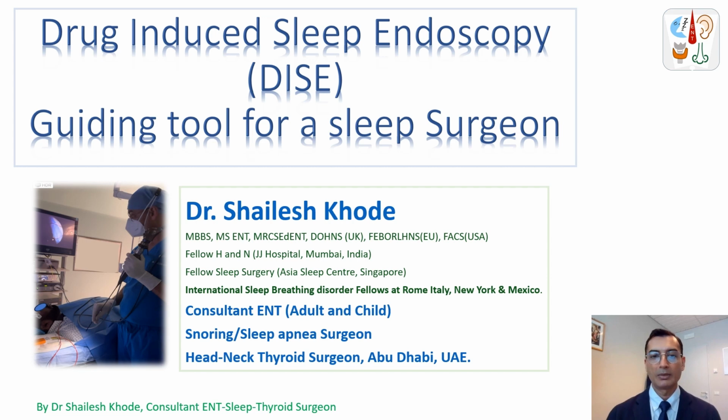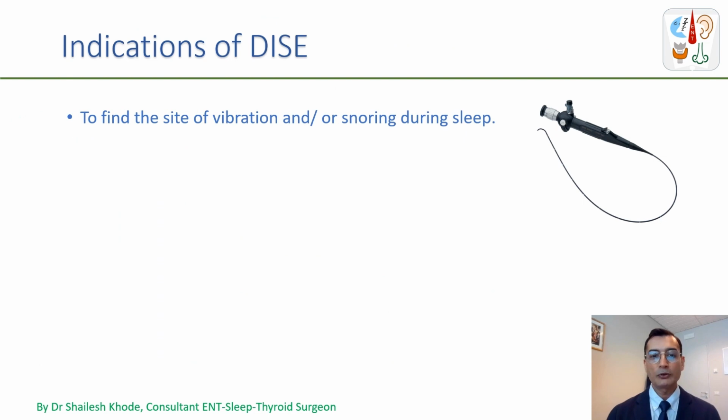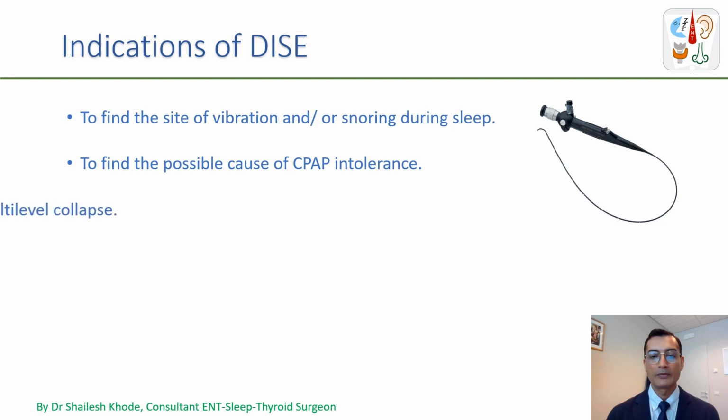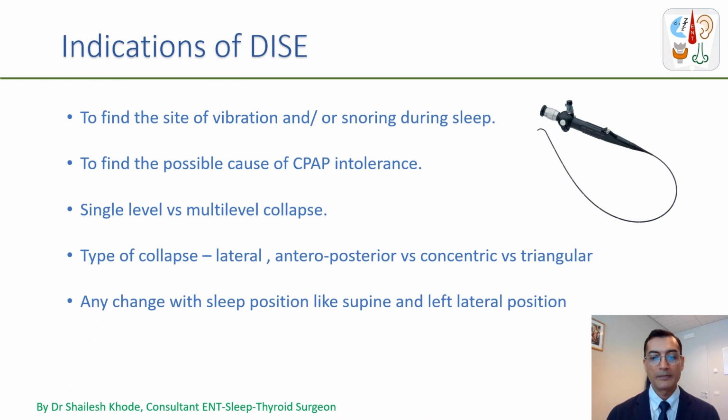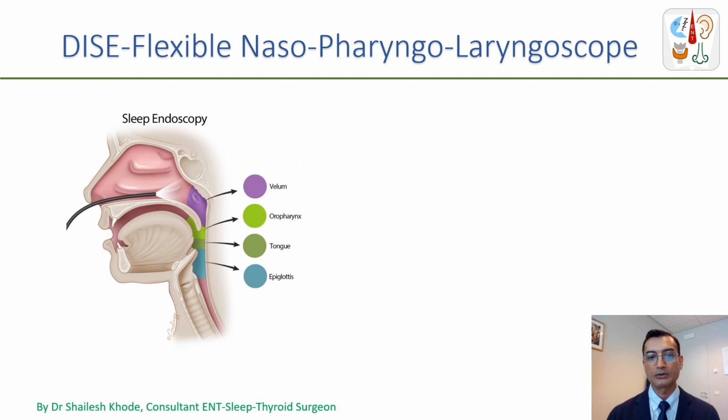A drug-induced sleep endoscopy is a guiding tool for the sleep surgeon. It helps us to find out the site of vibration or snoring during sleep. It will also help us to find out the reason for CPAP intolerance and poor adherence, to know whether it is a single-level or multi-level collapse in the upper airway, and what type of collapse it is: lateral, anterolateral, or concentric collapse. Is there any change in the collapsibility as per the sleep position? And last but not the least, to decide whether the patient is a good candidate for surgery or not.